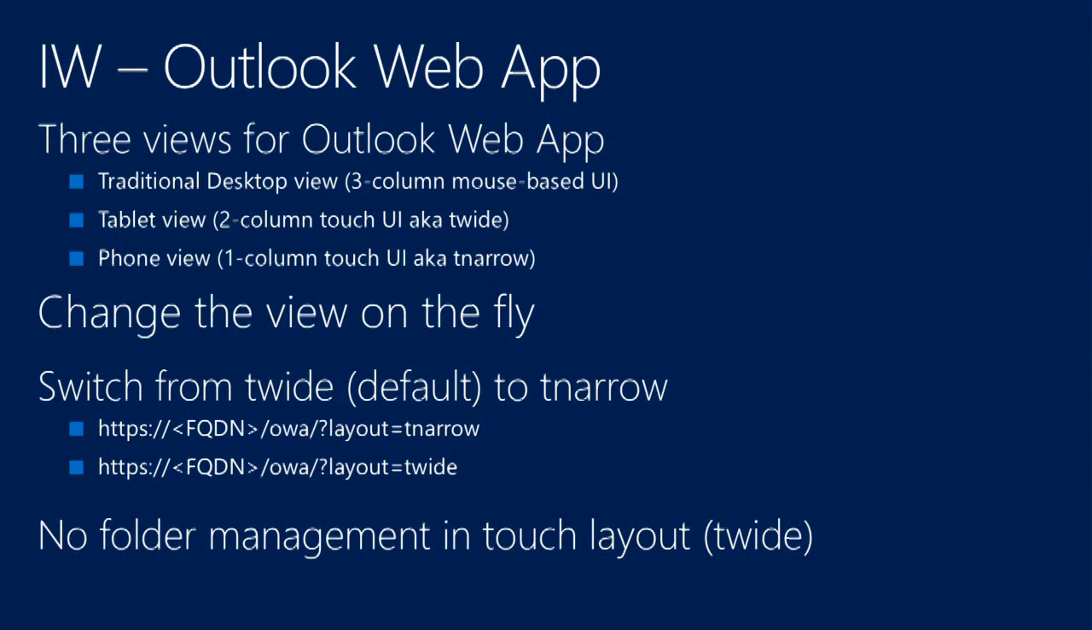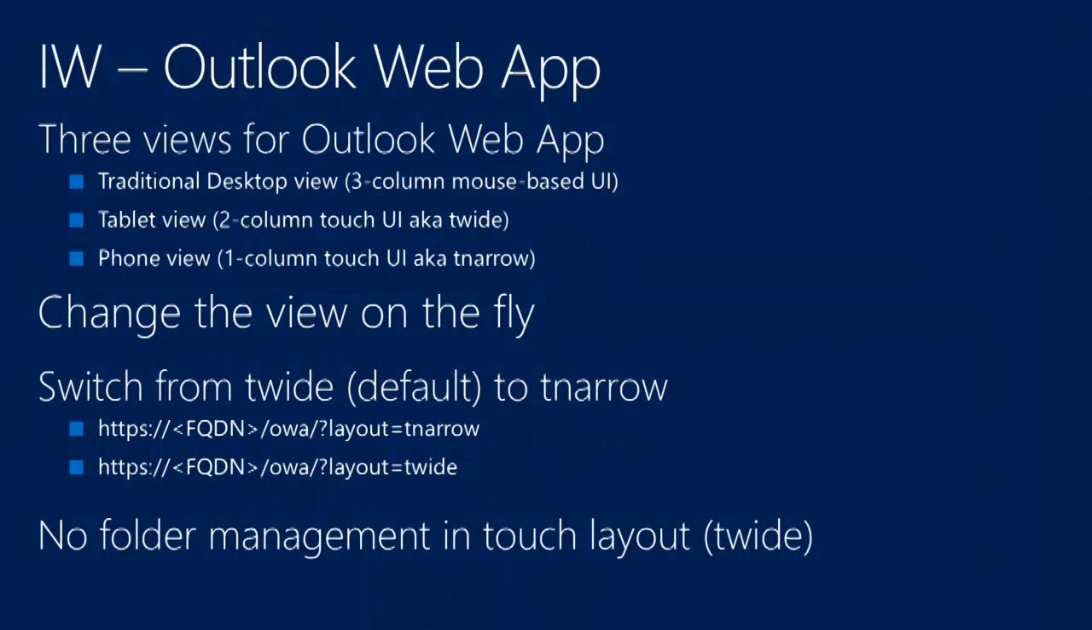And you can actually change these views on the fly. If you do !/layout=T-wide or T-narrow and press enter, it will dynamically change your Outlook Web App view on the fly. We will try to detect what you're running on, and we will display the appropriate view out of the gate. But if you want to manipulate that and change the view around, you can do that by manipulating the URL in that fashion.